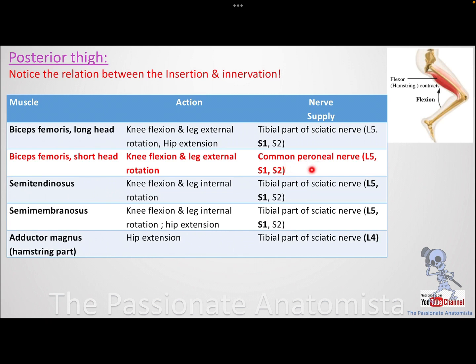So can you notice the relation between the insertion and innervation? I know the long head also gets inserted into the fibular head. I was just trying to give you some hints to help you know some specific information without memorization. So the short head takes from the common peroneal or common fibular part of the sciatic nerve. The others will take their innervation from the tibial part.